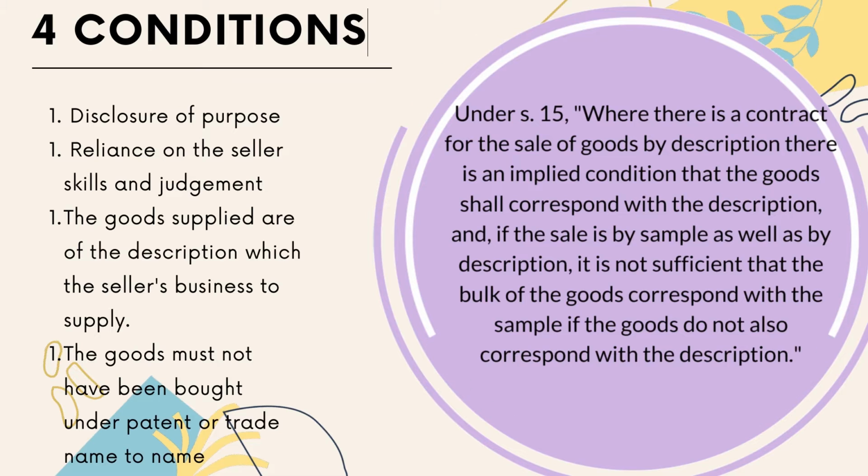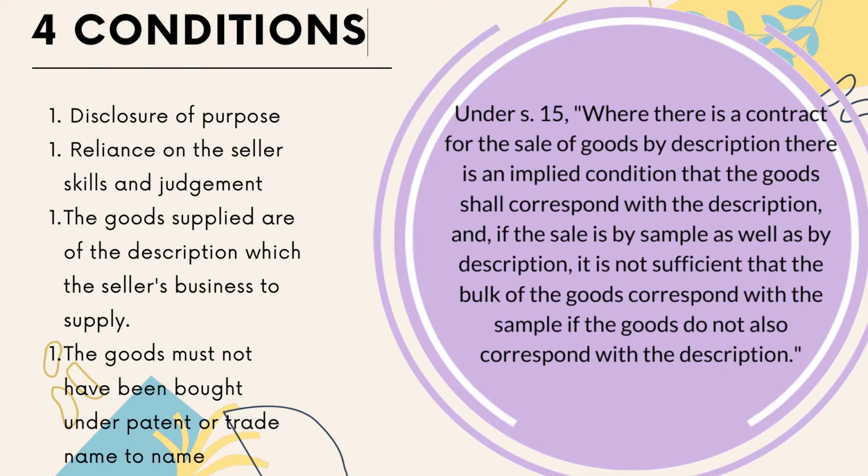Section 16(1)(a) provides that there is an implied condition that the goods must be reasonably fit for a particular purpose of the buyer. If the goods are not fit for the particular purpose of the buyer, the seller will be liable for breach of this condition, and the buyer is entitled to rescind the contract and/or claim for damages.